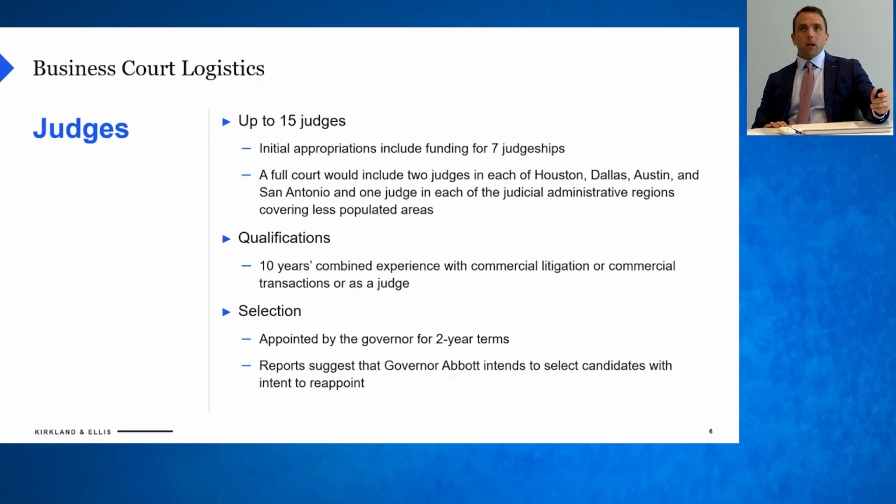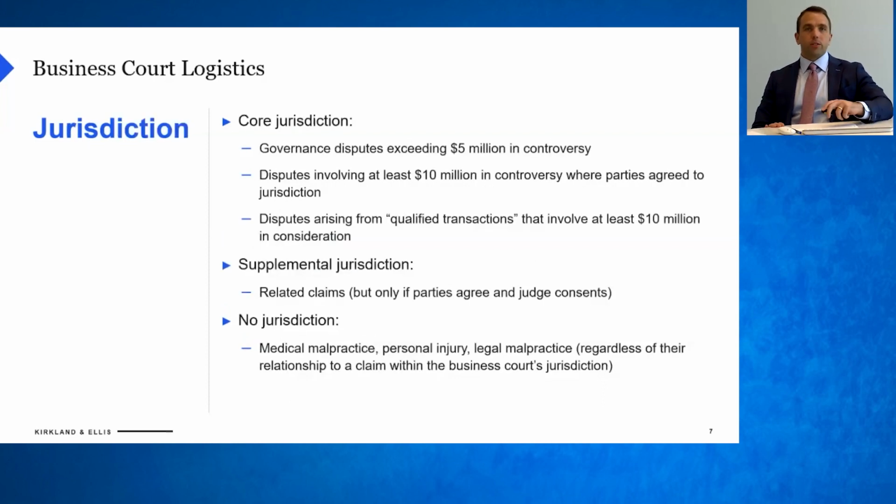In terms of jurisdiction, the business court will be a court of limited jurisdiction, and the statute provides some specific guidance on this, in that the court is designed to hear corporate governance disputes that exceed $5 million in controversy. So this is any dispute arising under the Texas Business Organizations Code. So I think back to law school corporations class, where I was dealing with Delaware corporations and shareholder litigation. If that exists for a Texas company and the amount in dispute is 5 million or greater, then the business court will have jurisdiction to hear those disputes.